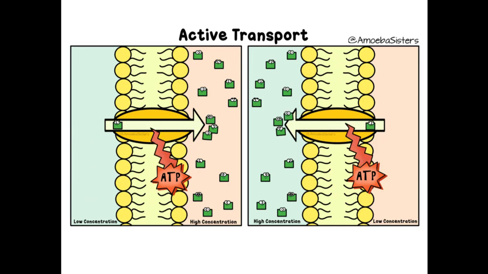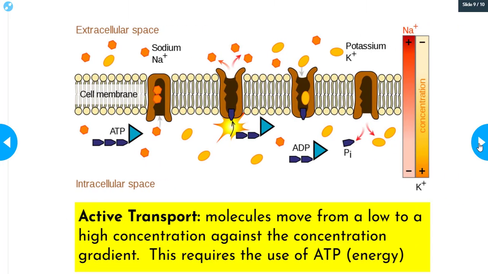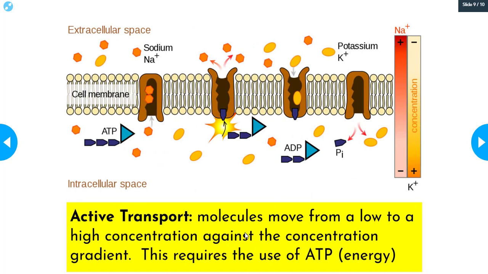So active transport is movement from a low to a high concentration against the way things want to move, against the concentration gradient. And because it's against the concentration gradient, it requires the use of energy or the use of ATP.